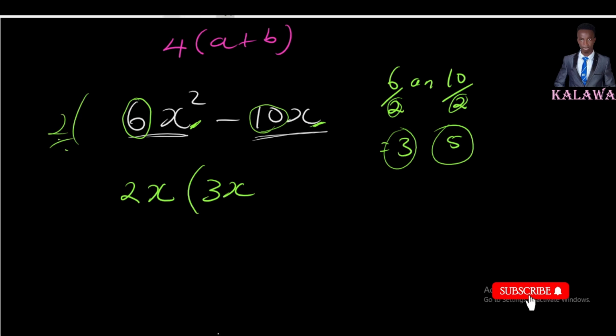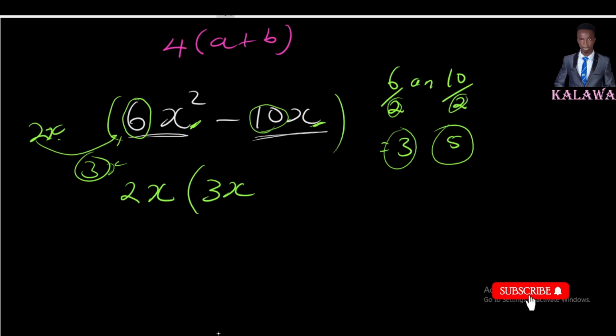So this is 2x. Now let's go into the second aspect. This one is already done because 6 divided by 2 gives 3, so that's why we have 3x here. Remember, when you divide, you subtract the powers. So x squared divided by x remains x, because x squared means x times x. If you divide it by x, one x will cancel to remain x. So that's why we have 3x.